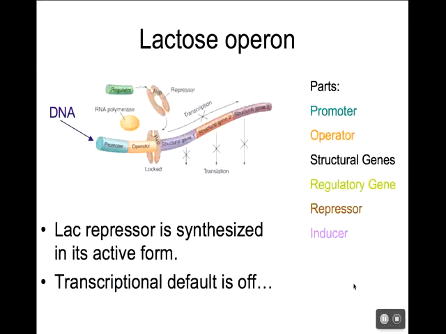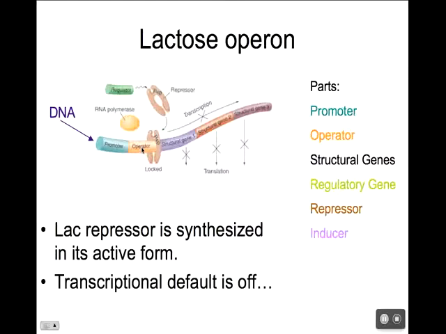So the lactose operon here, here's the structure, and I listed on the right-hand side the parts of the lactose operon. Let's go through the parts one at a time, some of which you've already learned. Here we have the promoter, right? We're looking at a sequence in the DNA. Here's the promoter. Remember, the promoter is the binding site for RNA polymerase, the enzyme that does transcription. It's where transcription starts. Next to the promoter is the operator.